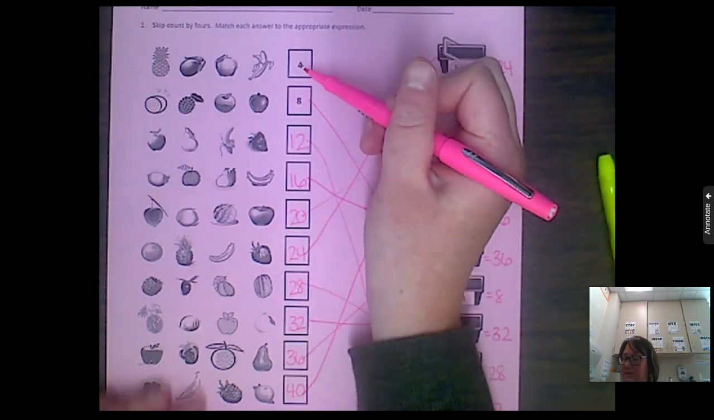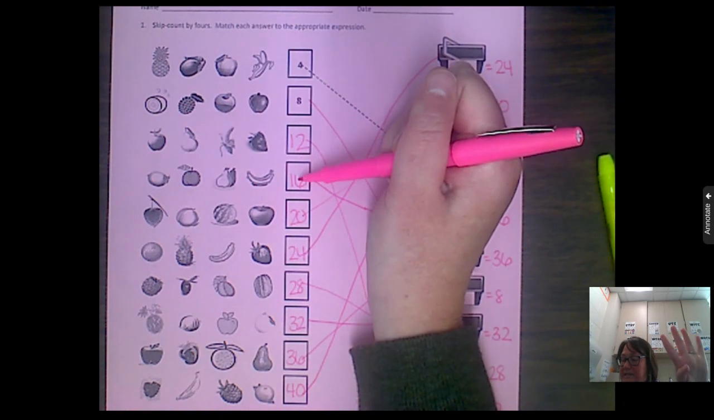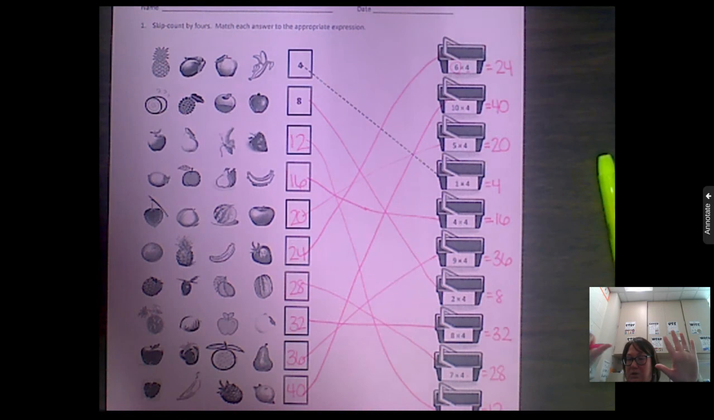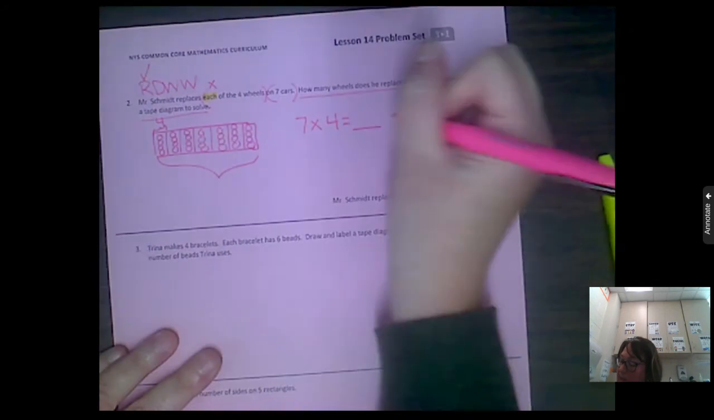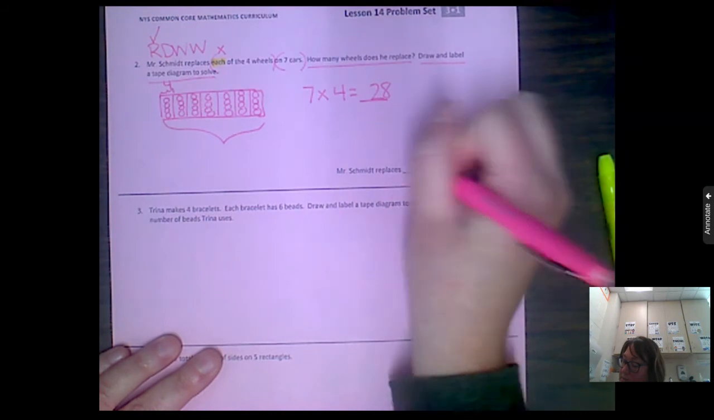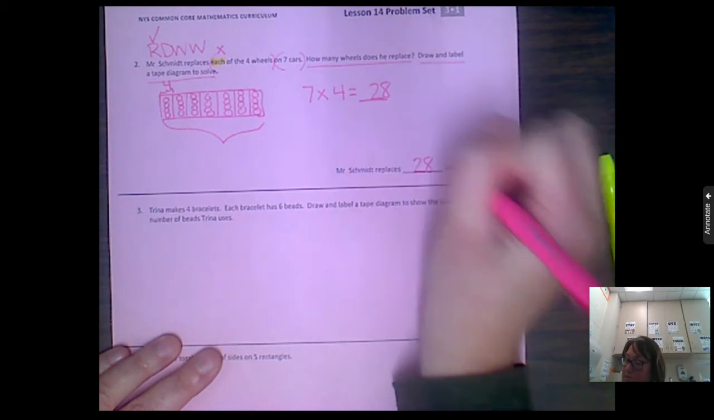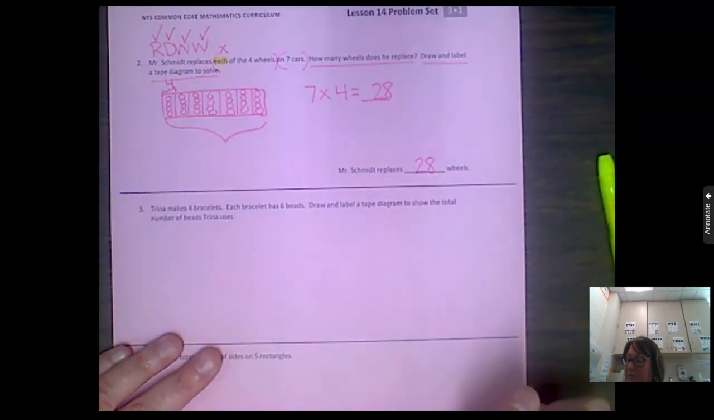Okay, let's do this together. 4, 8, 12, 16, 20, 24, 28. So 7 times, counting by 4 7 times, brings me to 28. So I know my answer is 28, and I can fill in Mr. Schmidt replaces 28 wheels. So I can check off my draw. I wrote my number sentence, and I just had to fill in for my word sentence.